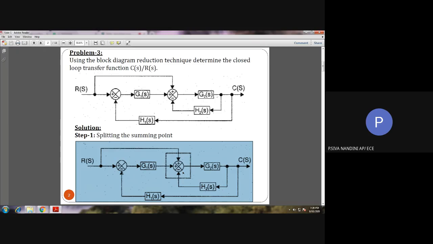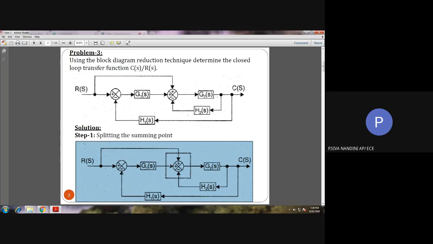So we can split this summing point. If we split this summing point, we will be able to obtain a negative feedback loop. With three inputs given to the same summing point, we can't consider it as a negative feedback loop. While splitting the summing point, we can take a negative feedback loop here. So we need to split the summing point. So how can we split? Here we need a negative feedback loop.